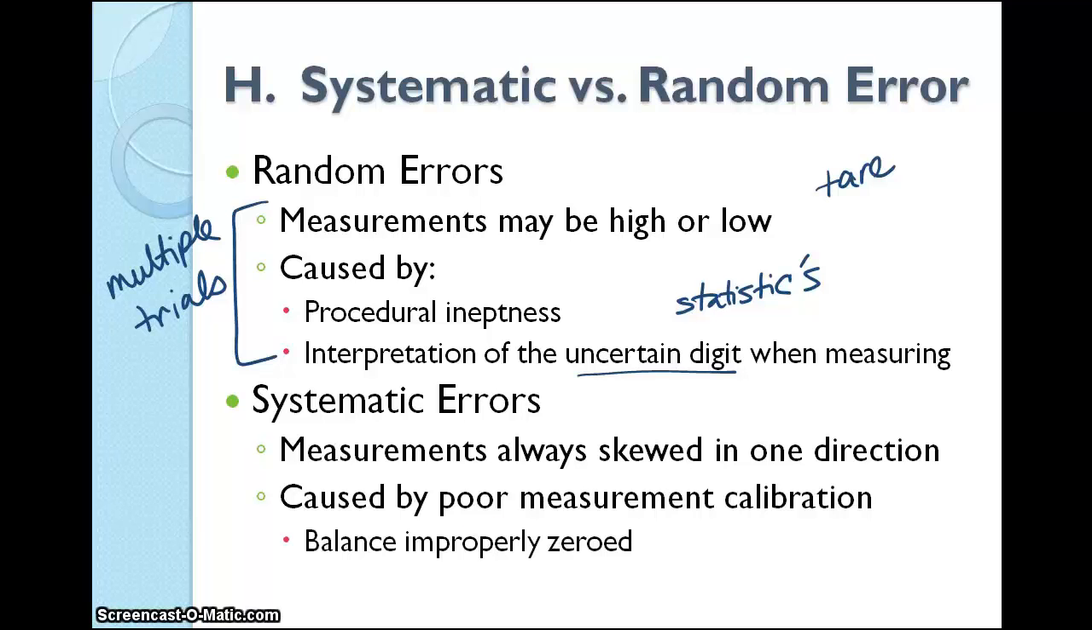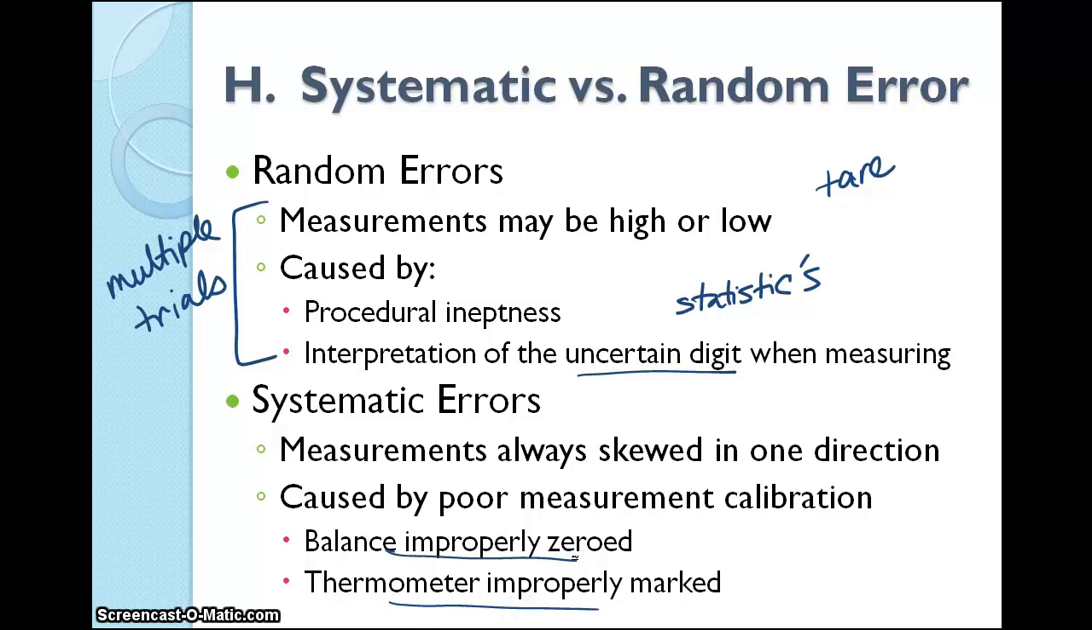If you balanced improperly, again, not forgetting to zero or tare your scale, or also too, if your thermometer is improperly marked, that is going to influence all of your temperatures either being too high or too low. So again, no matter how many times you go through and do it, you're probably going to end up with the same results because of those errors. And it's very hard to catch those. It's a little bit easier with random.